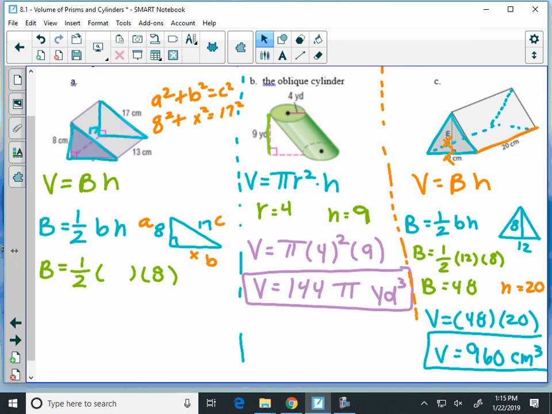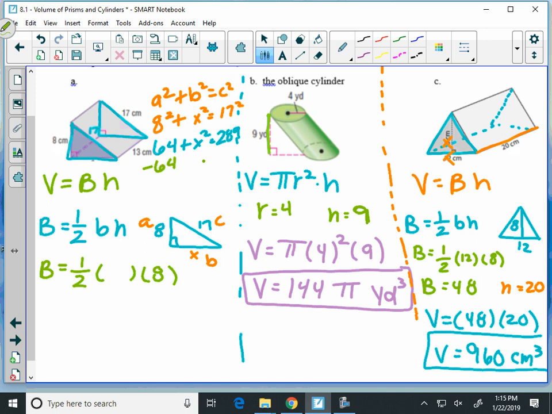When we do that, what is 8 squared? 64. Plus x squared equals what's 17 squared? 289. We want to get x by itself, so we have to move that 64 over. What do we get when we do 289 minus 64? 225. What do we have to remember to do to both sides? Square roots. And when we do that, x is equal to 15. So there's our base. Now we know our base is 15.